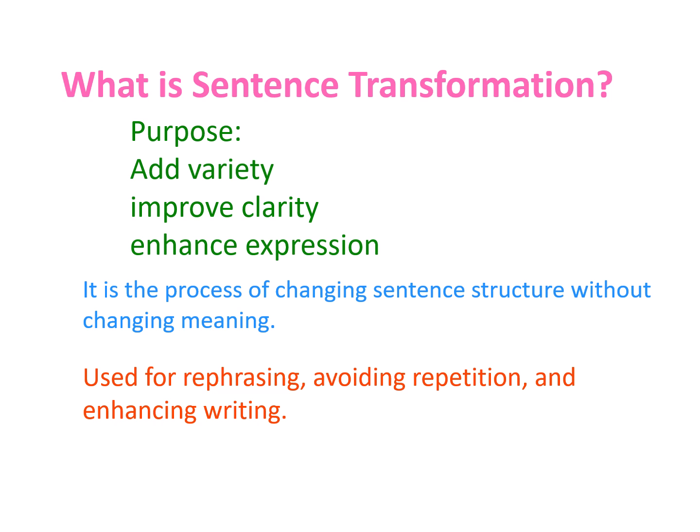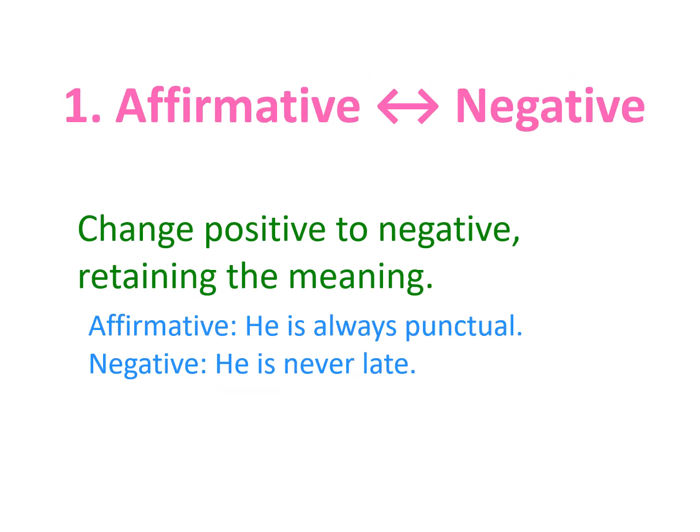Let's look at the different types. In this transformation, we change a positive sentence into a negative one or the other way around. For example, he is always punctual becomes he is never late. The meaning remains the same, but the structure changes.